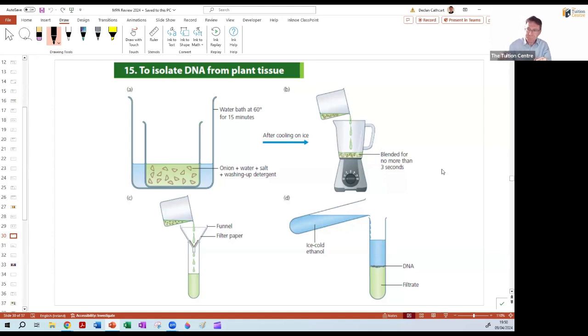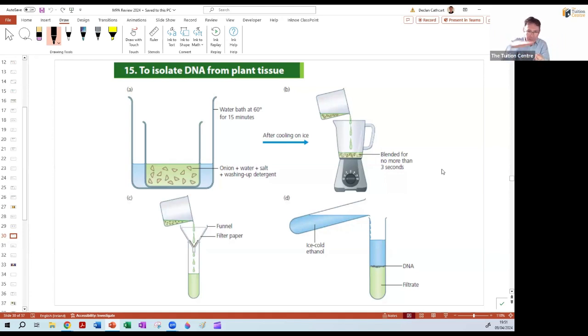Then you have ice cold ethanol. You take your ethanol from the freezer, and the reason it needs to be ice cold is for 2 reasons. One, DNA is insoluble in ice cold ethanol. When it's really freezing cold, the DNA can't stay dissolved in it. So if you take your tube and gently pour ice cold ethanol onto the top layer, the DNA in the filtrate comes out of solution because it can't dissolve. It's insoluble in ice cold ethanol.